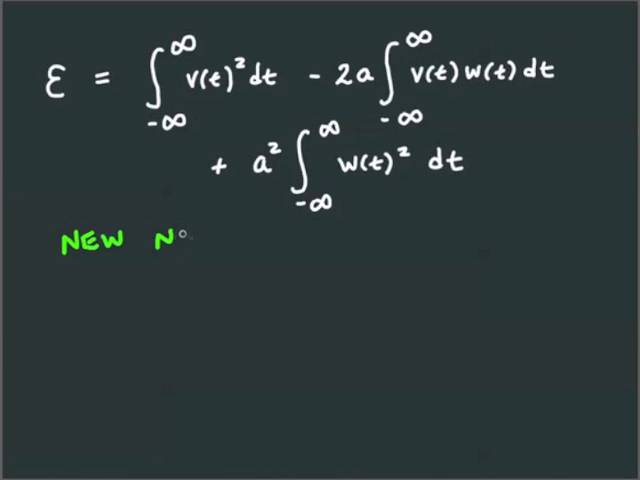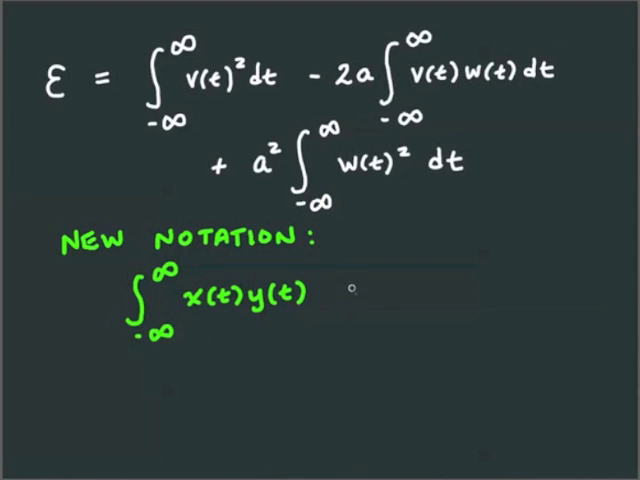So here's energy written out in terms of these three terms. And this is rather cumbersome from a notational point of view to have all these integrals, so I'm going to define some new notation here. I'm going to say the integral from minus infinity to infinity of signal x of t times signal y of t is going to be x of t circle product y of t. So I'm just inventing some shorthand here so I don't have to keep writing out all these integrals. So just remember, x of t circle y of t stands for that integral from minus infinity to infinity of x of t y of t.